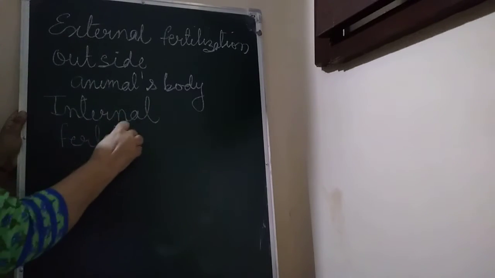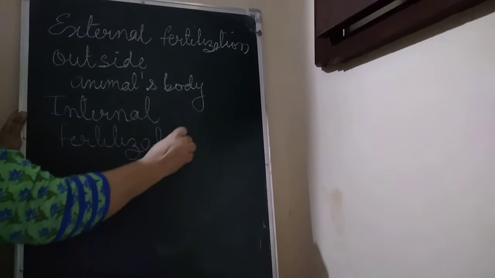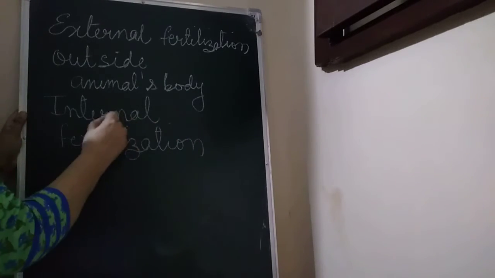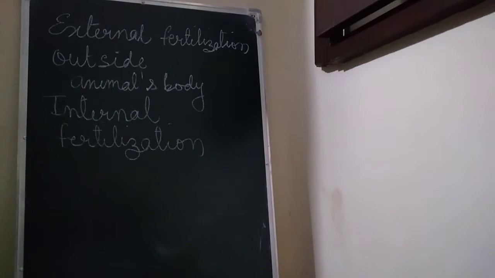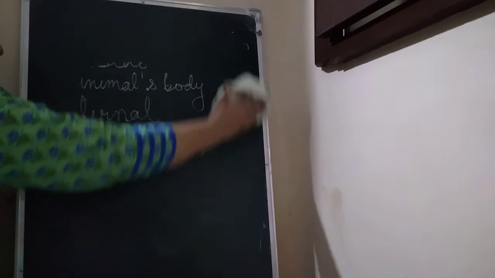Now internal fertilization. Fertilization that occurs inside the body of the female is known as internal fertilization. In birds, reptiles and mammals, the male deposits the sperms inside the reproductive system of the female, and fertilization occurs and the zygote is formed inside the female body.